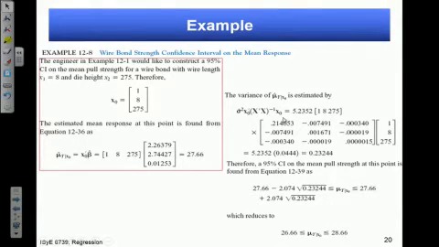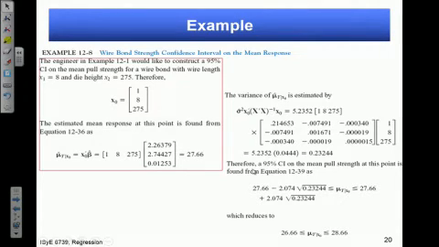Now, we need to find the standard error. So the variance we already estimated before, this is the x, and this is x transpose x inverse. So we multiply, then we get this as a standard error. Okay? This is t distribution.